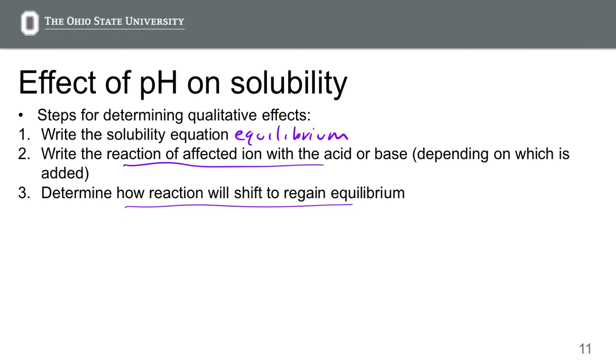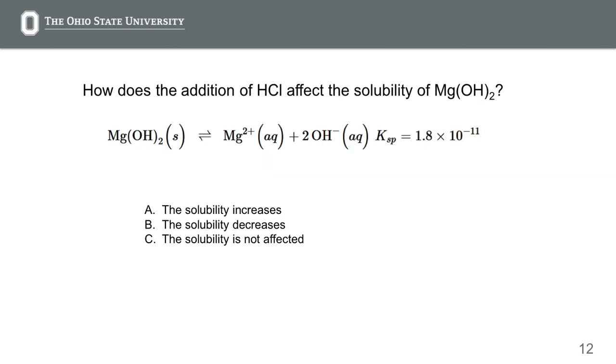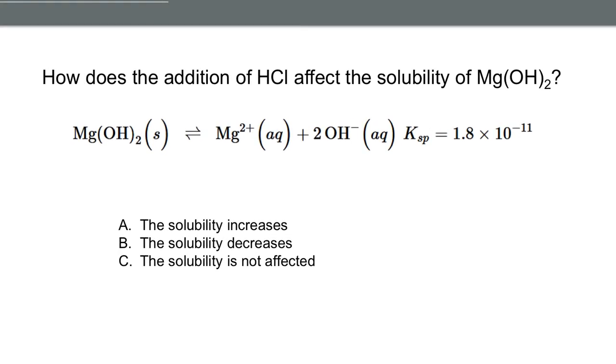So hopefully I have an example here. So writing our solubility, writing our reaction with an acid or a base, and then thinking about the way the equilibrium is going to change. So here is magnesium hydroxide, a slightly soluble salt. It dissociates into magnesium ion and hydroxide ion. What happens if we add HCl to this solution? We know that HCl completely dissociates to form H plus and Cl minus.